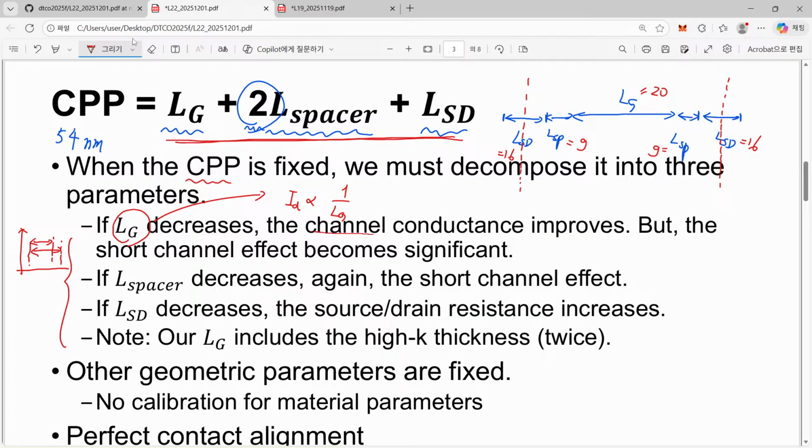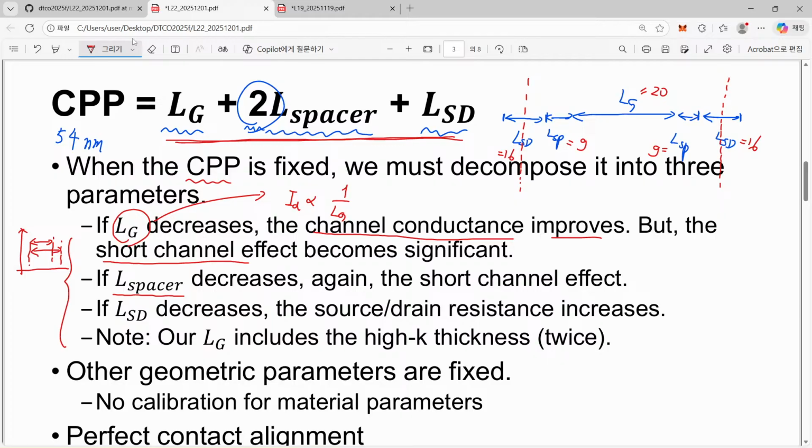The channel conductance may improve, but at the same time, of course, we suffer from severe short channel effect. So reducing gate length seems to be a good solution, but maybe there can be a limitation. If the further reduction of gate length scaling is not beneficial, then we must stop. Then where should we stop? That is the question.